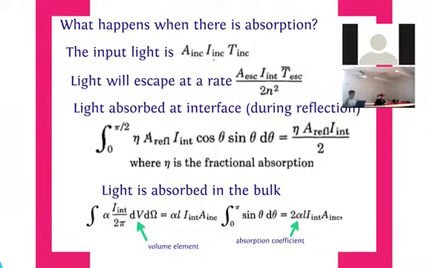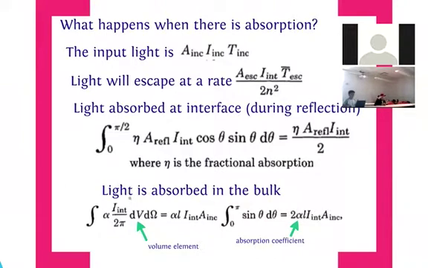Eta is simply a fractional absorption coefficient. A is the area, and I intensity is the internal intensity that we have talked about before. This integral is easy to do, and you get an expression like that. So that's the absorption at the interface.